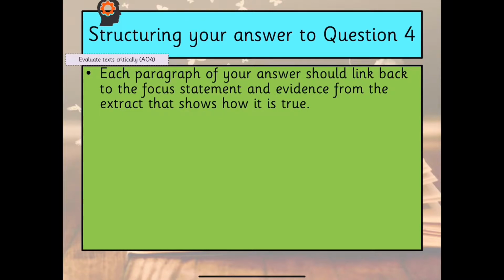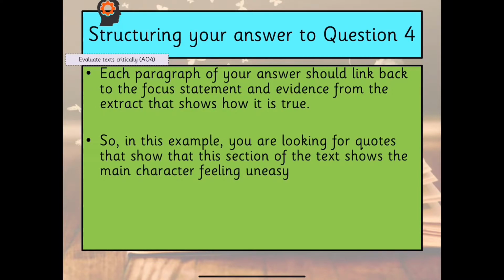The writer has made the character feel uneasy because, or the writer has shown that the character is uneasy because. Starting each paragraph with a nice clear topic sentence like that makes sure that your answer is easy to follow and that it answers the question, which is obviously a very crucial part of a good essay.